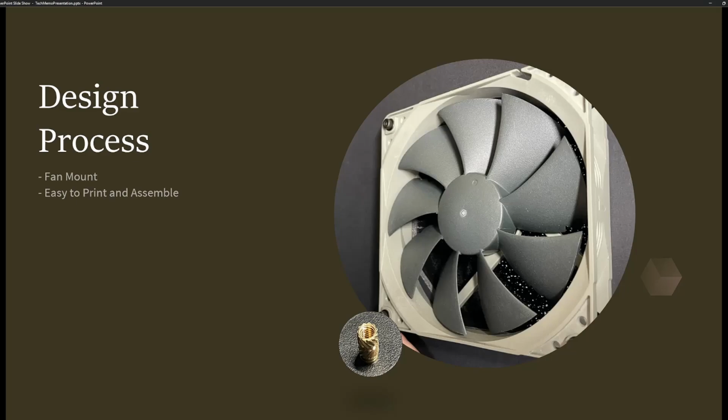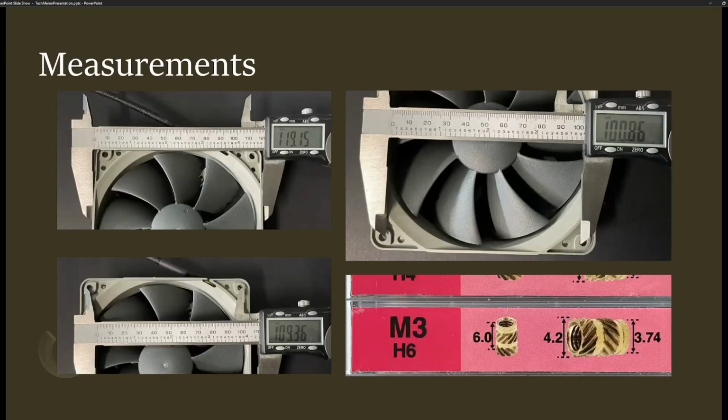So the first step is to take measurements. Here I've shown off the measurements that I took. I've measured the outside of the fan, so how thick it is, and then I measured the inner diameter between the circles, the outer diameter between the circles, and then I have the measurements for the heat inserts, which usually comes provided when you buy them.